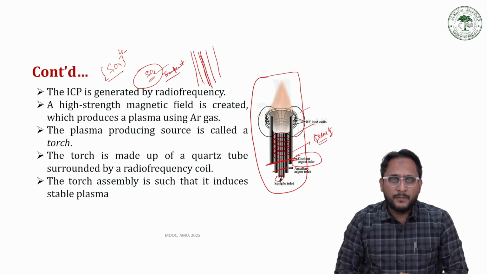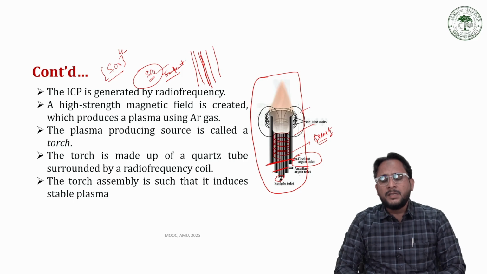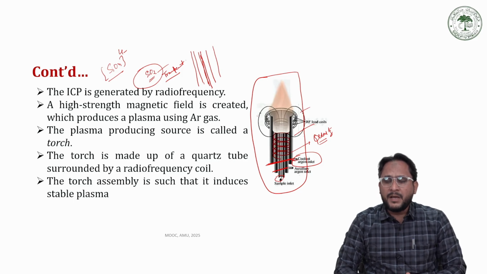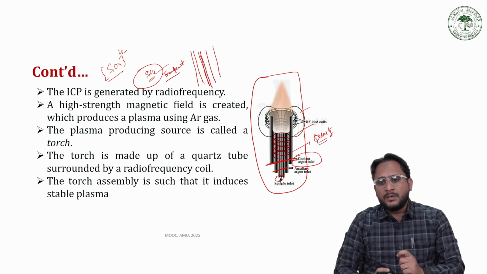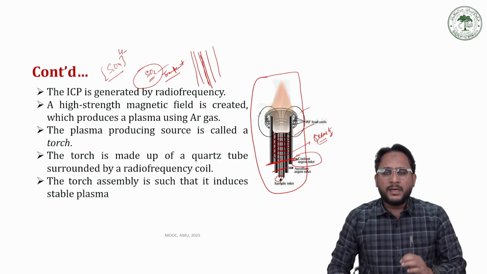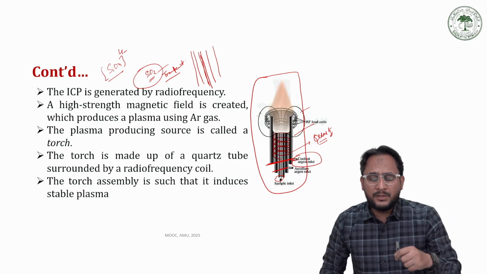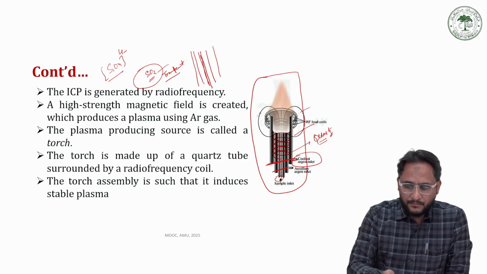frequency. In case of ICP, just like we use microwaves in case of microwave plasma, in case of ICP we use a radio frequency source to create a very high magnetic field that has the potential to convert an argon gas, an inert gas, into its ionized form to create a plasma. So in ICP we use radio frequency, which creates a very high magnetic field, and that ultimately creates a plasma.